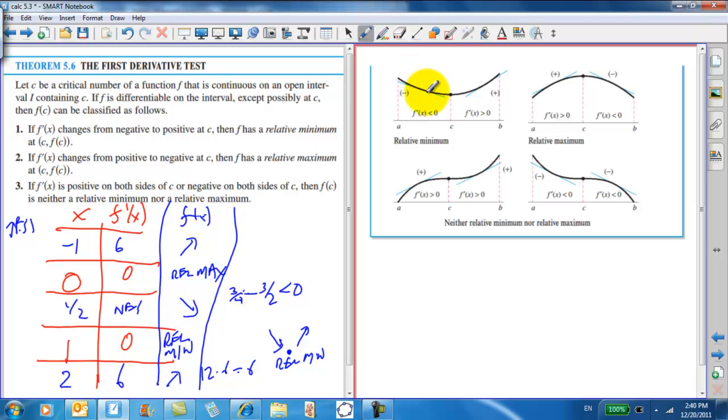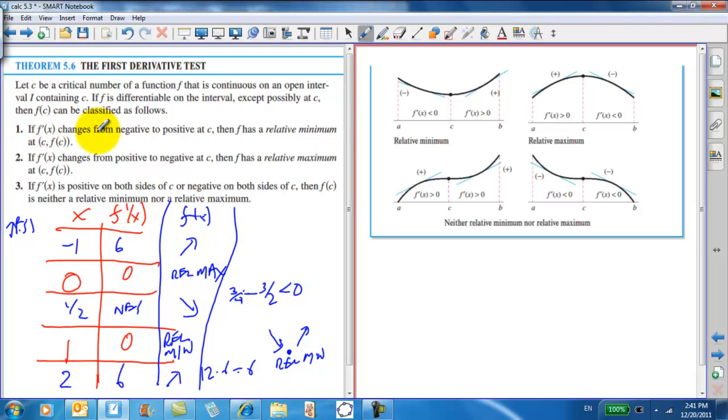And now here's some more general diagrams of what's going on here. At a relative min, you go from decreasing to increasing, so the derivative goes from negative to positive. And a relative max is when the function increases and then decreases, so the derivative is changing from positive to negative. Notice here, we've got a 0 derivative, it levels off, but the derivative doesn't change sign, so we don't get a max or a min. And those are the cases defined over here, and that's the first derivative test.